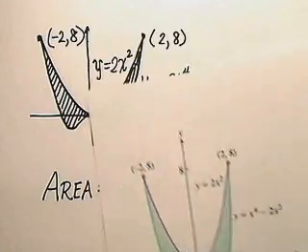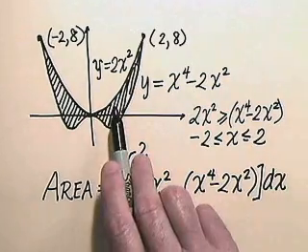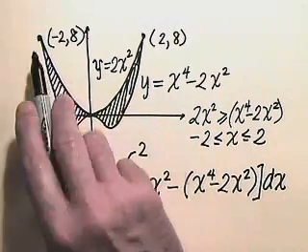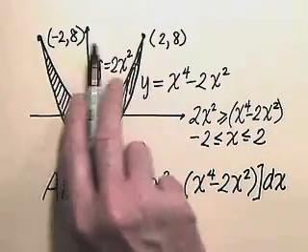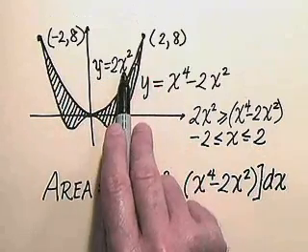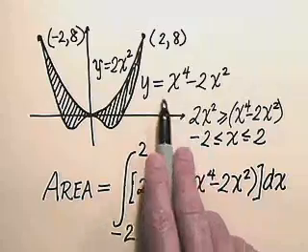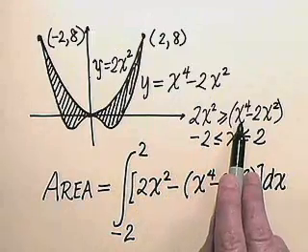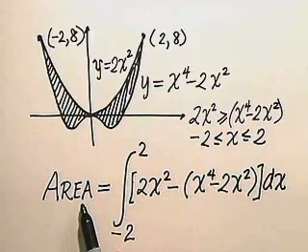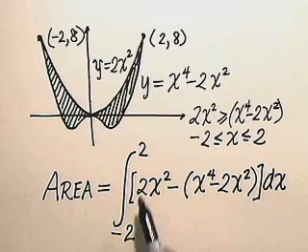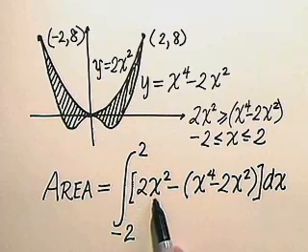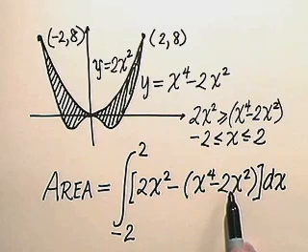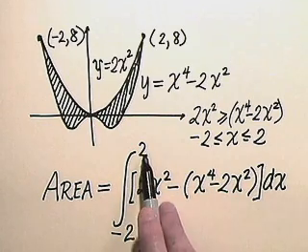So here I've drawn the picture again schematically, and notice throughout the interval -2 less than or equal to x less than or equal to 2, which is the entire range of x values we're concerned with here, the curve y equal 2x squared is above y equal x to the fourth minus 2x squared. That is, 2x squared is greater than or equal to x to the fourth minus 2x squared, and so consequently that area is the definite integral from -2 to 2 of the quantity 2x squared minus the quantity x to the fourth minus 2x squared. And that's all we do: calculate the definite integral from -2 to 2 of this integrand.